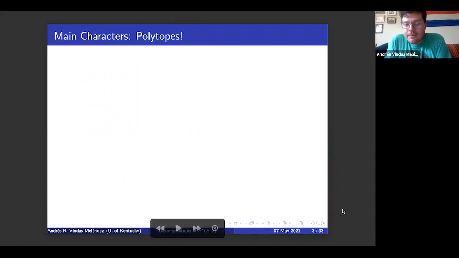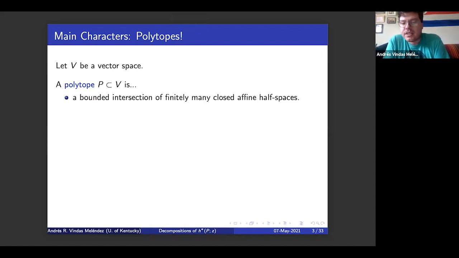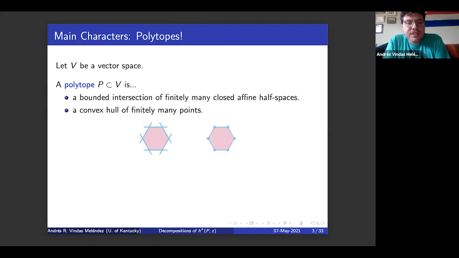I feel most of you are probably familiar with polytopes, but I don't want to assume anything. So I'll just say, I'm going to take V to be a vector space. So what is a polytope in a vector space? Well, one definition is it's a bounded intersection of finitely many closed affine half spaces. Another definition is that it's the convex hull of finitely many points. And so here is an example of a hexagon as a bounded intersection of half spaces. And here is that same hexagon as the convex hull of 6 vertices.